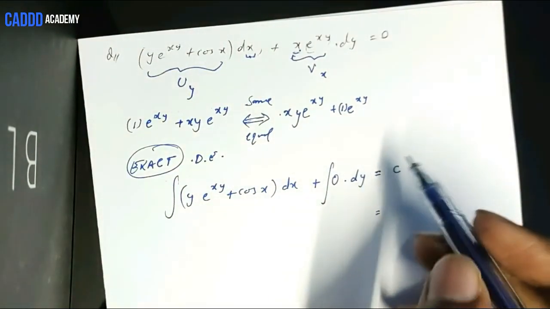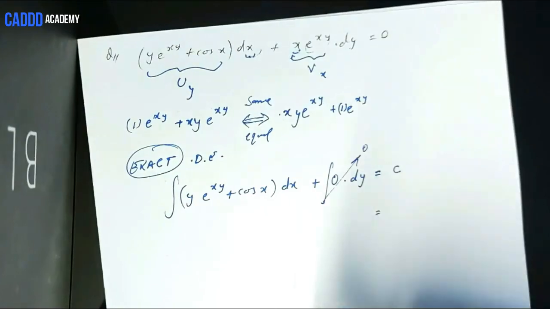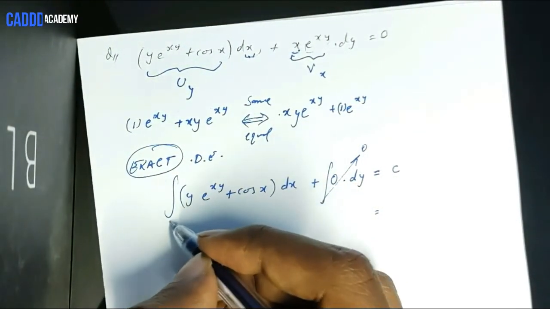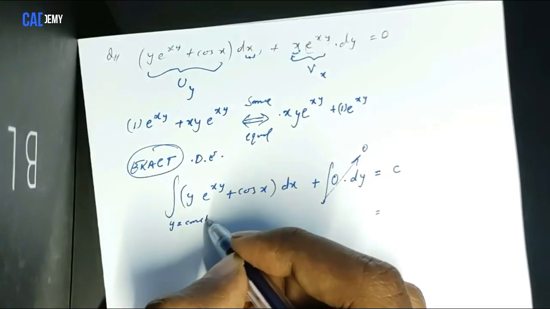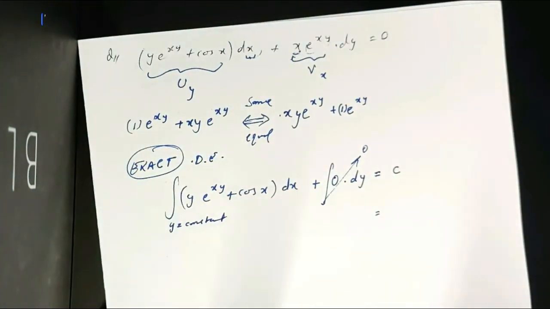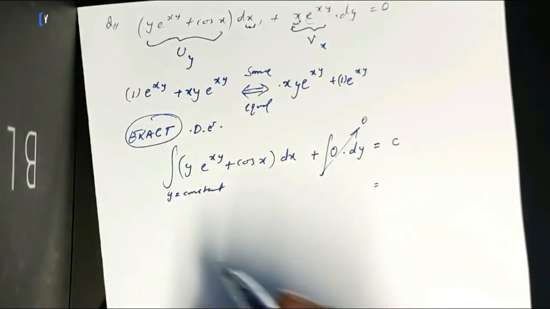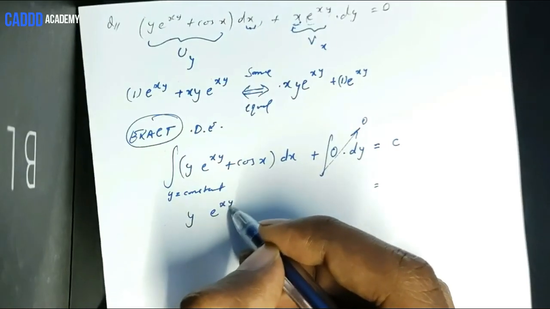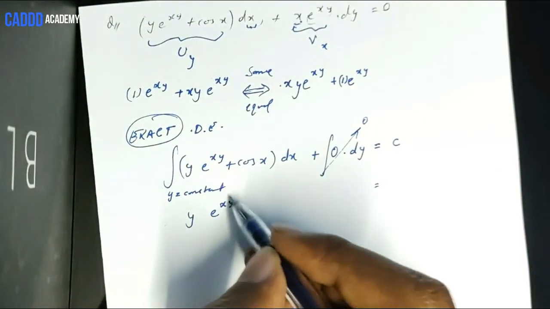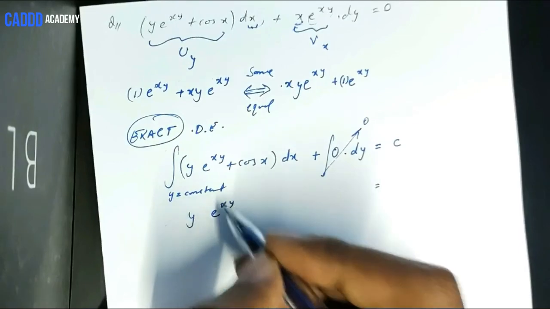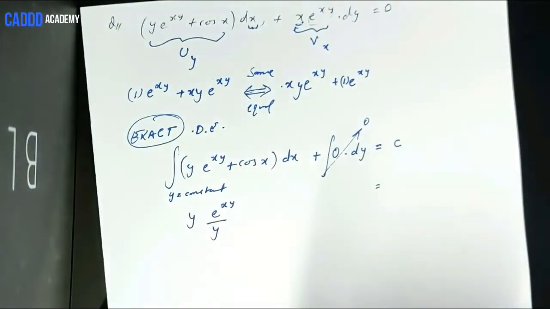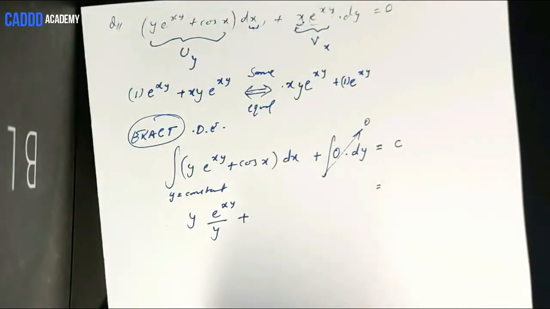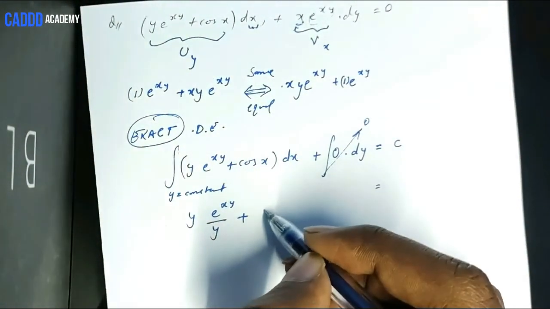So now we have this thing 0, and we will integrate this by assuming that y is a constant. Now it is a very simple integration. This is y, which is the constant, and the integration of e to the power xy is e to the power xy, and this y will get divided with this. Now the integration of cos x is what?